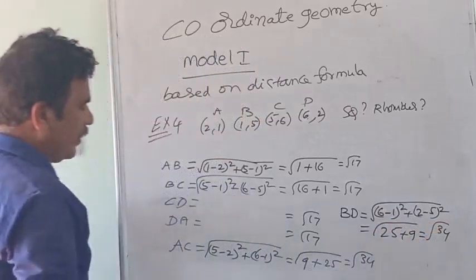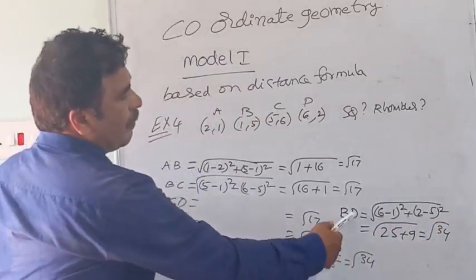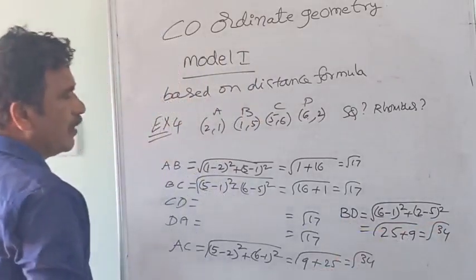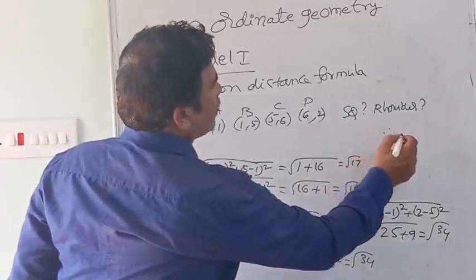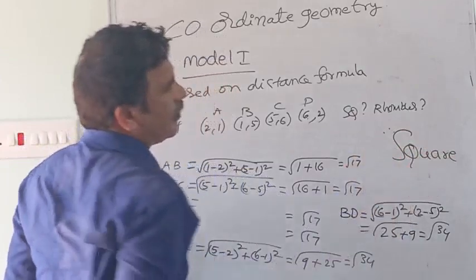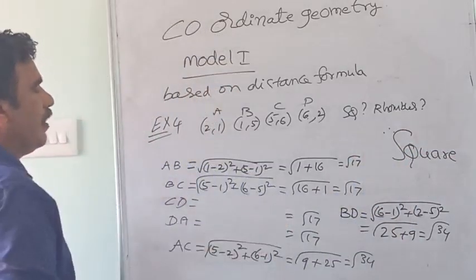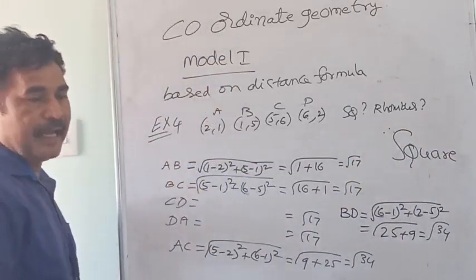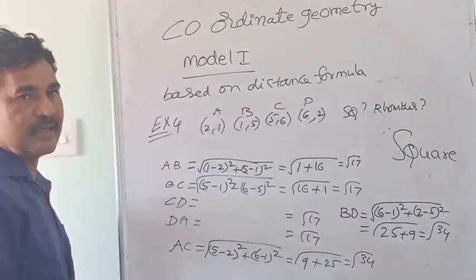Now observe, AC value is root 34, BD value is root 34, equal. Therefore what we got is, it is a square. Why is it a square? Diagonals equal, all sides equal.